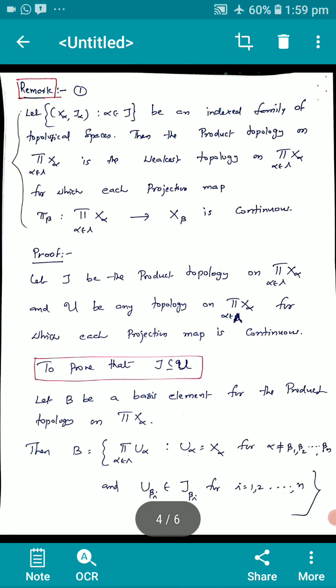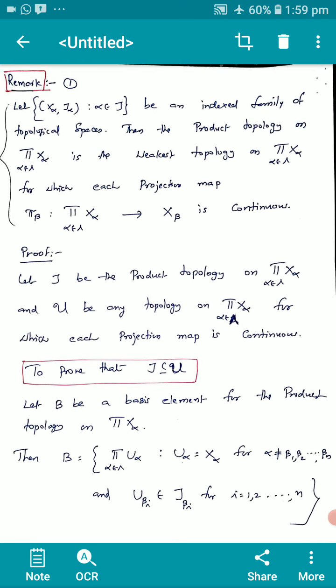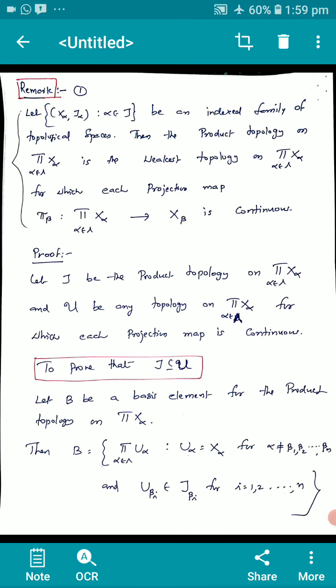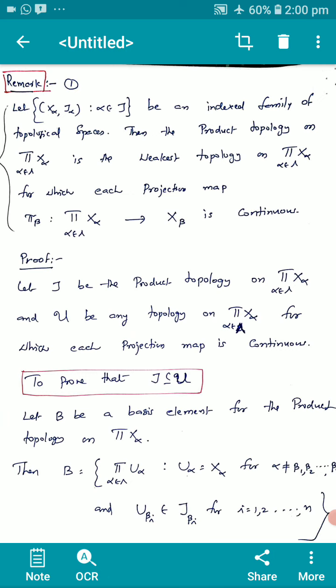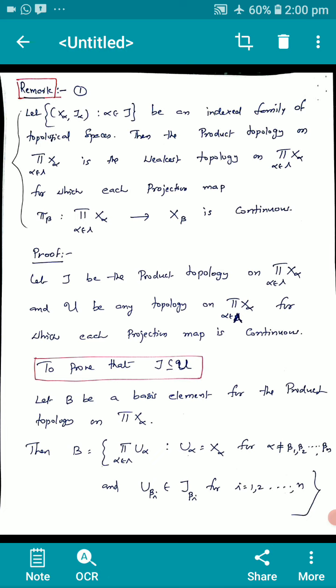So remarks are given. Remark 1. Statement: Let (X_alpha, tau_alpha), alpha in Lambda, be an indexed family of topological spaces. The product topology on product X_alpha is the weakest topology on product X_alpha for which each projection map pi_beta from the product space to X_beta is continuous. That is the remark.